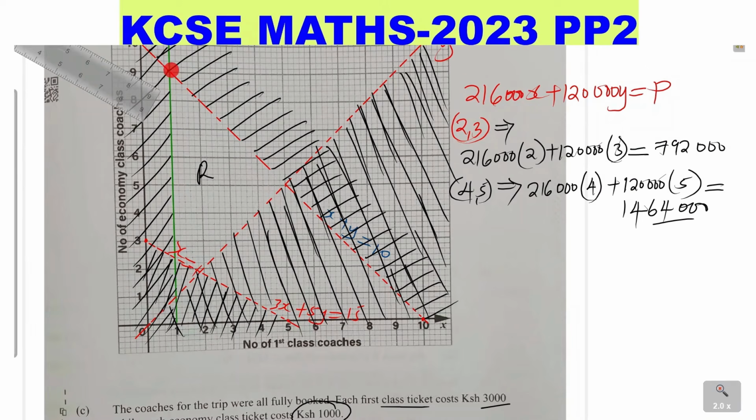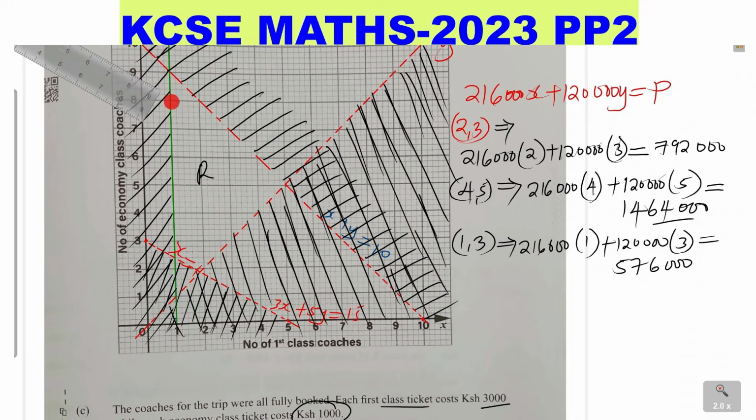Okay. The next one you need to inspect is (1, 3). We can pick along this straight line here. We don't need to pick all the points. You can pick the lower one here and the upper one. That will be enough. So I'll pick (1, 3) here. Substituting into the objective function, 216,000 times 1 plus 120,000 times 3, this one will give 576,000.